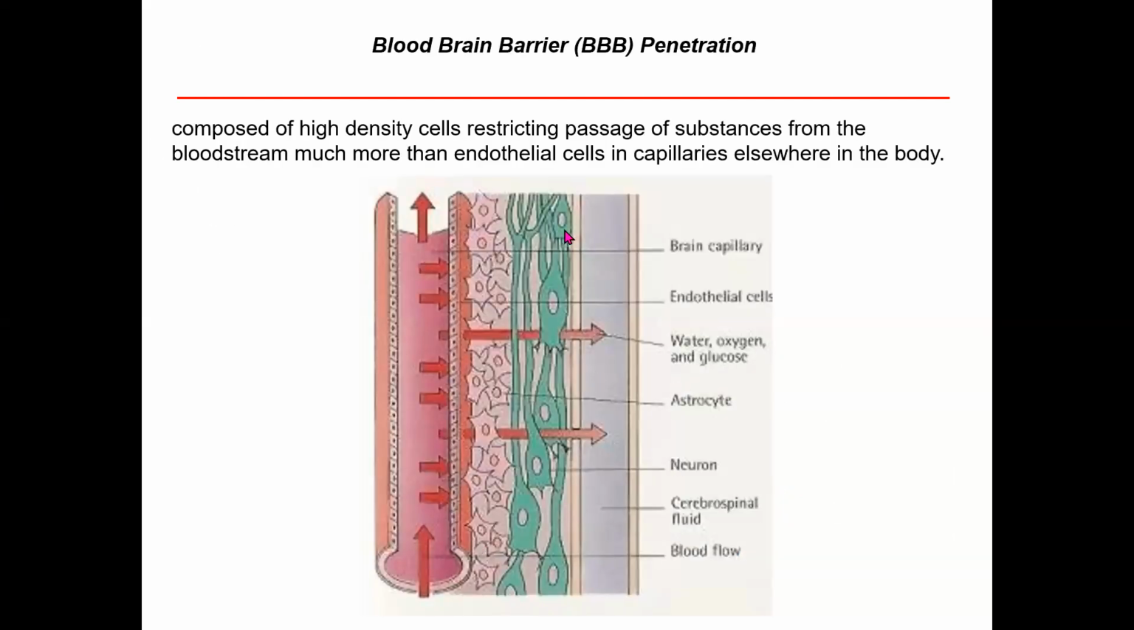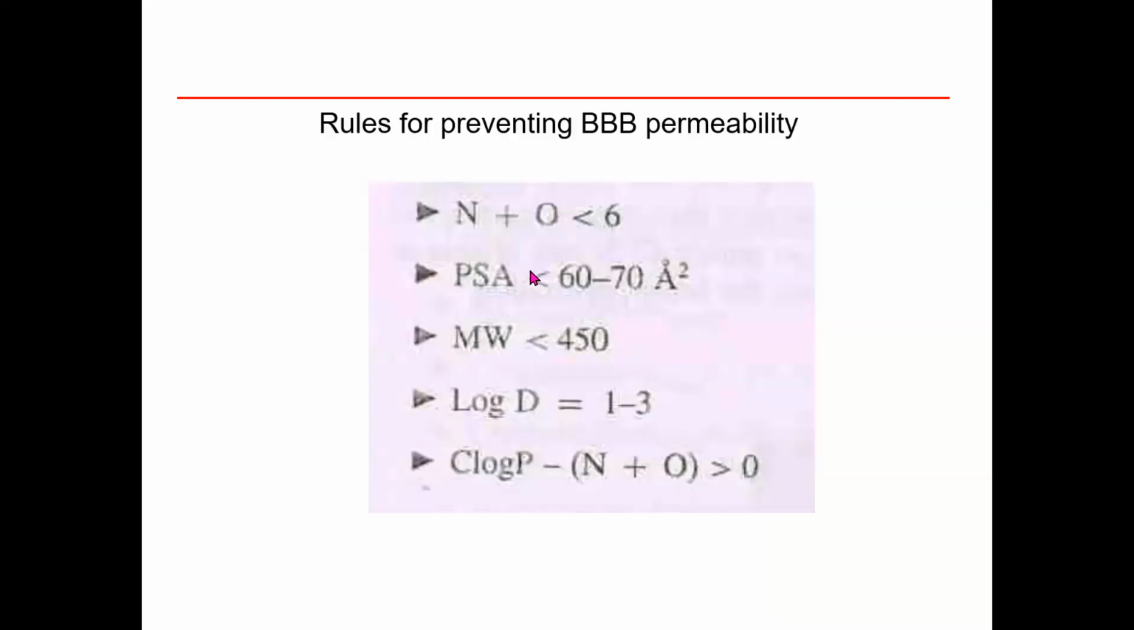And then the blood-brain barrier, which I mentioned is a barrier which separates the brain from the rest of the body. It allows only nutrients and oxygen to flow through. So there is a rule which says if a molecule has nitrogen plus oxygen less than 6, polar surface area less than 60, molecular weight less than 450, log D less than 1 to 3, log P greater than 0, then it will not permit blood-brain barrier penetration.